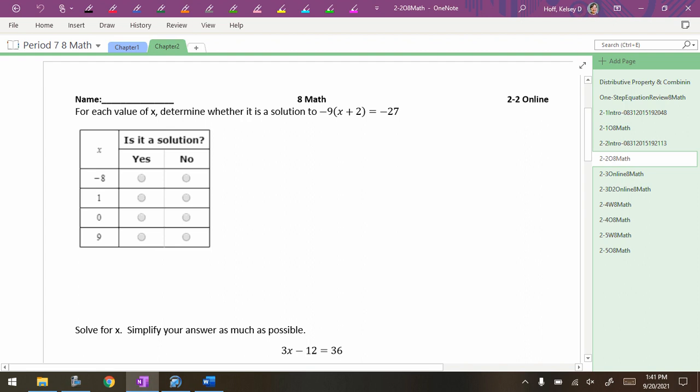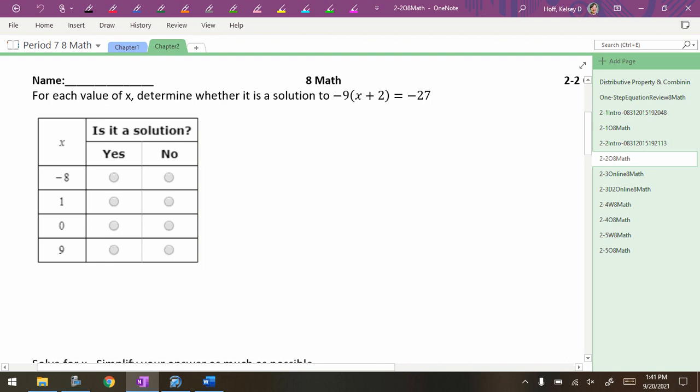Ready? This very first one is just like problem 29 that you had in your homework yesterday. For each value of x, determine whether it is a solution to this equation. So they give us 4 different values of x, and it says, is it a solution, yes or no? And on Friday's homework, many of you solved the equation, and then you said, is that what the book gave me? Either yes or no.